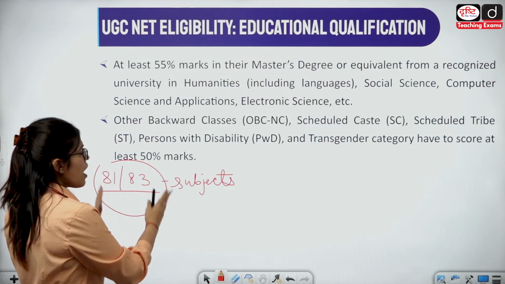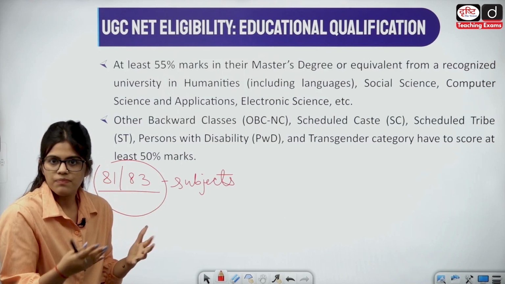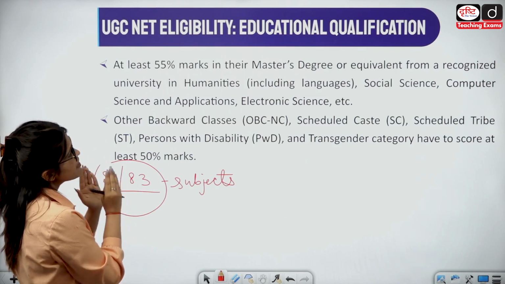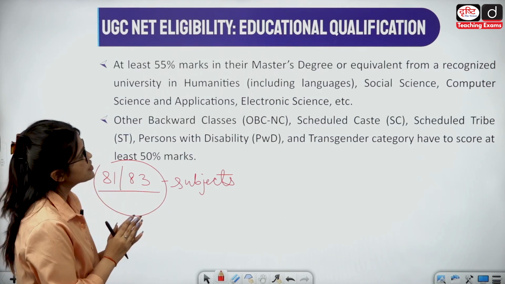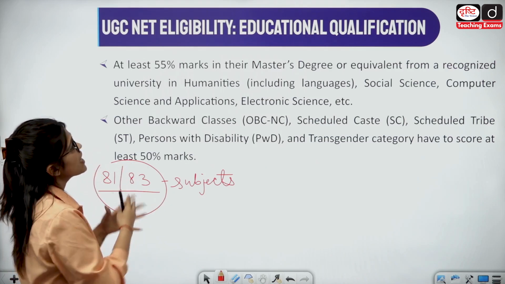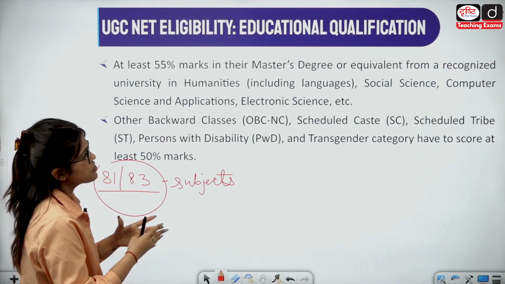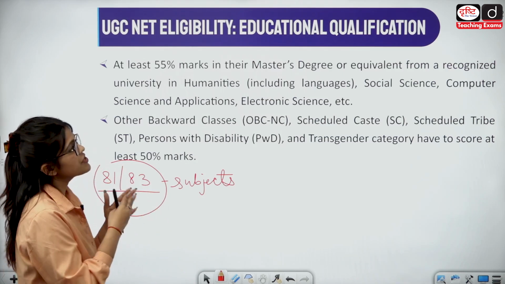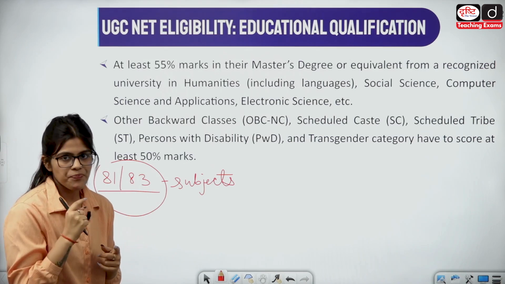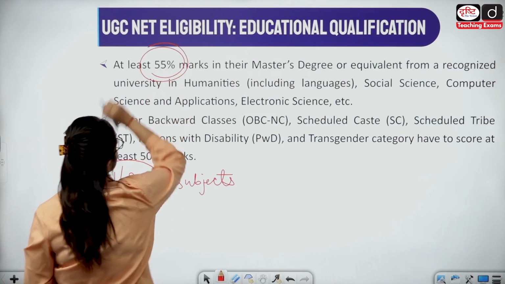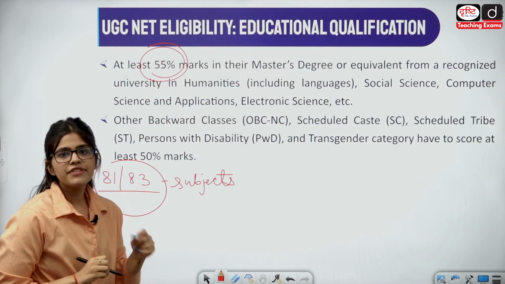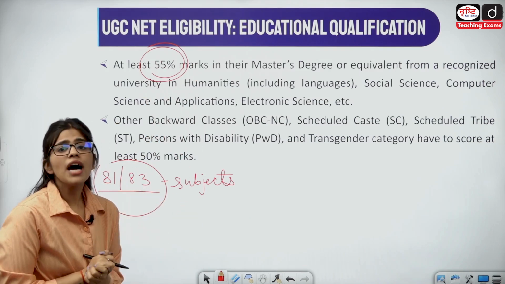Now, what is the eligibility criteria? This is the question that will come to your mind. If you have at least 55% marks in your master's degree, that means your post-graduation, or equivalent marks, from any recognized university in humanities, social science, computer science and applications, or electronic science, then you are eligible to give the exam. So this is the basic eligibility. At least 55% marks in your post-graduation, and then you can give the exam. This is for the unreserved category.